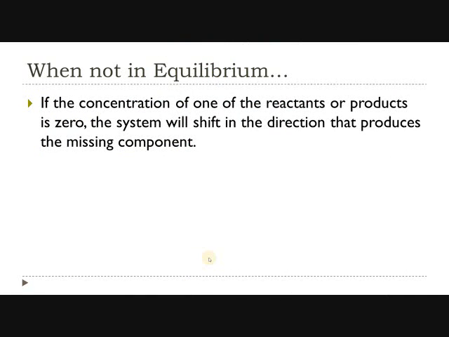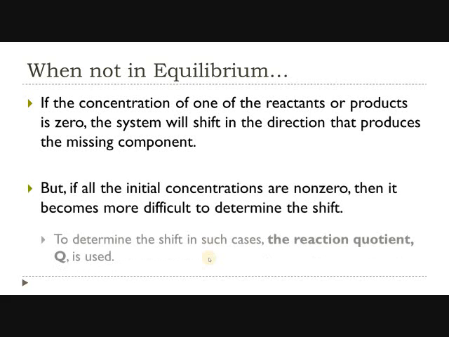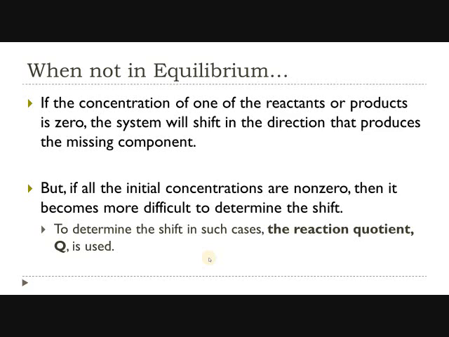To solve for the equilibrium constant K using K expressions, but sometimes we might not be at equilibrium, and so we will have to shift in order to produce the missing component or figure out how to remedy the imbalance in the equilibrium. So if you have a 0 as one of the initial concentrations of the reactants or products, we know that we just shift always towards that side. So you would add the X on that side. But if all the initial concentrations are not 0, then it becomes more difficult to determine.